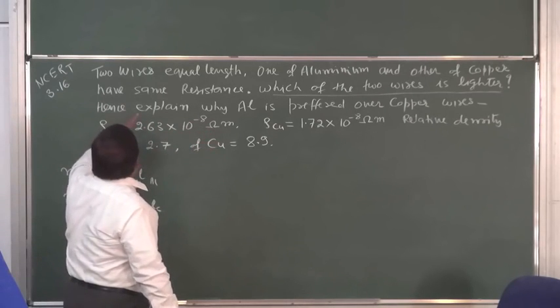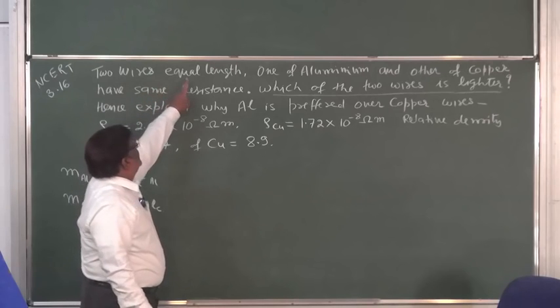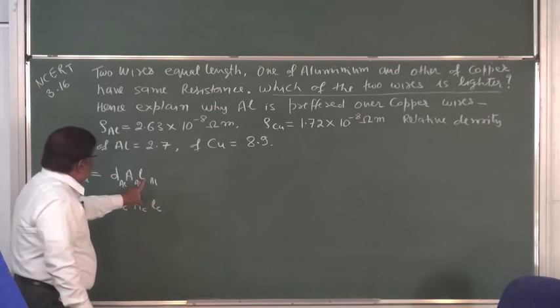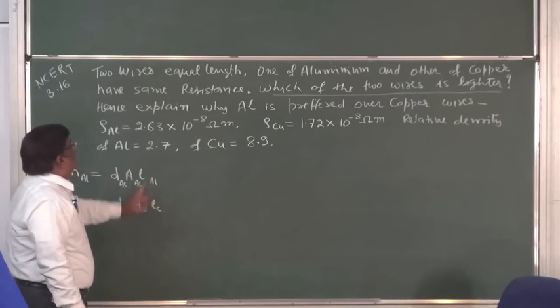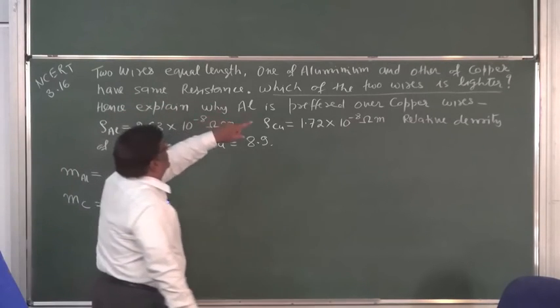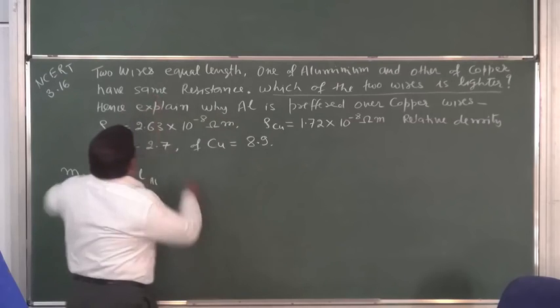Now what is given to us? The given is 2 wires of equal length. That means length of aluminium and length of copper are the same. They have the same resistance.